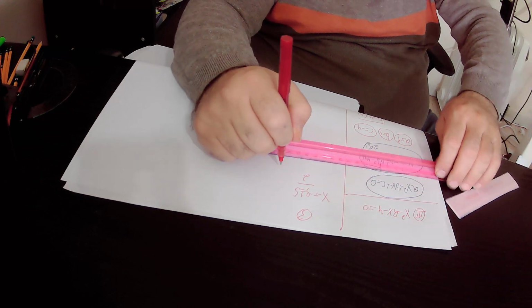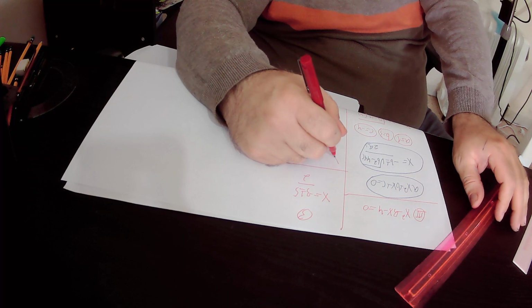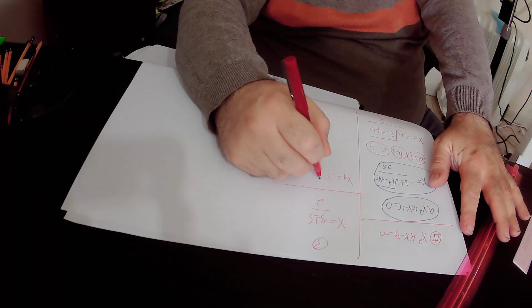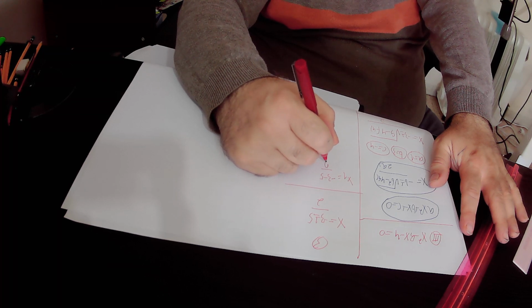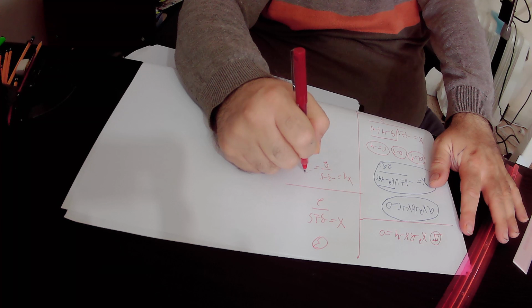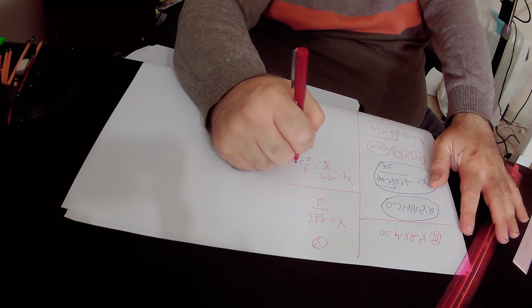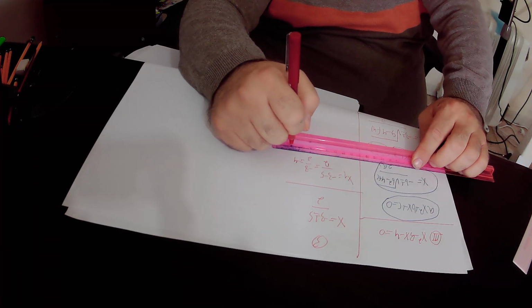The first solution for x is x1 equals minus 3 minus 5 over 2. Minus 3 minus 5 is minus 8, and minus 8 over 2 is minus 4. So we found out that x1 equals minus 4.